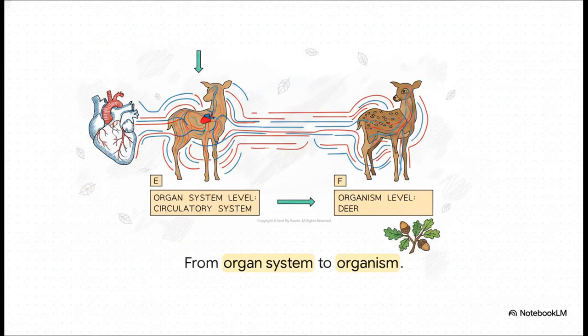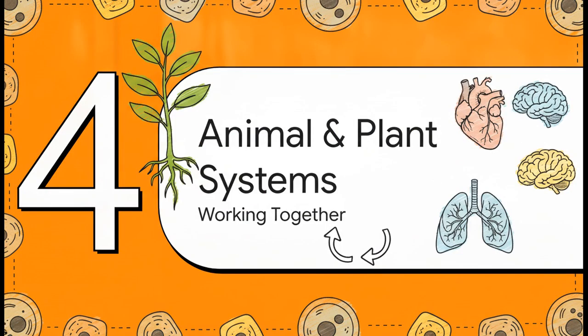And if we keep that zoom out going all the way to the macro level, that heart muscle tissue forms a distinct organ, the heart. But the heart doesn't work in isolation, right? It powers an entire network of arteries and veins, forming the full organ system level you see here, the circulatory system. And finally, that entire system, working flawlessly alongside many others, gives life to the complete organism, in this case, the majestic deer. Next up, Section 4, Animal and Plant Systems Working Together.